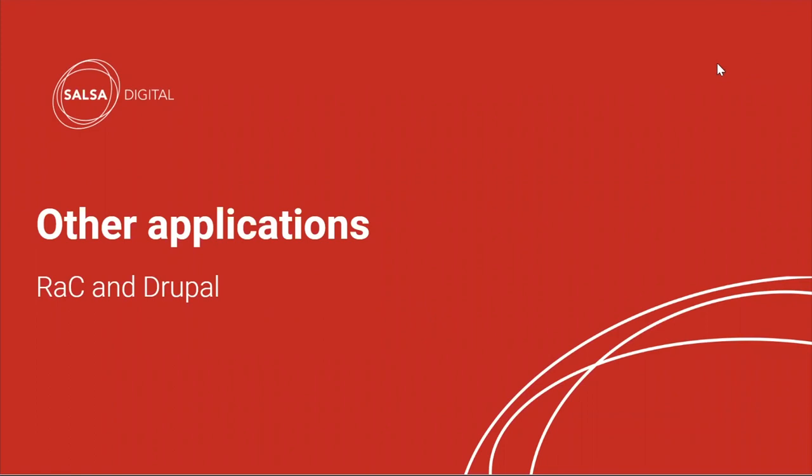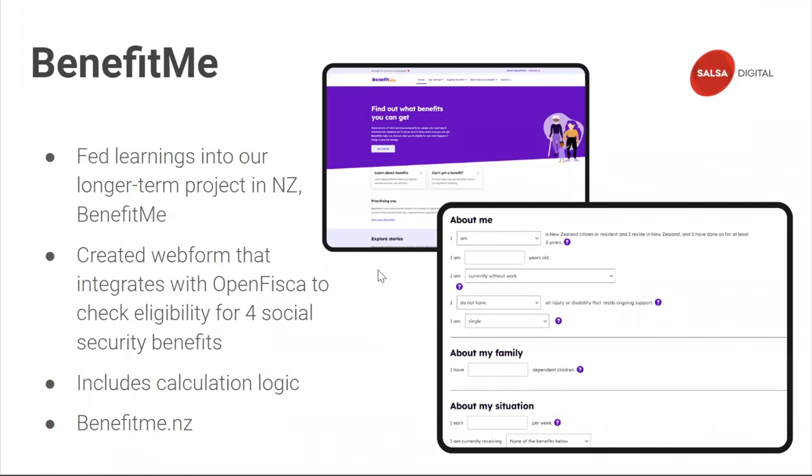Just going to finish off very briefly with other rules as code applications in Drupal that we've done recently. I mentioned at the start that we were working, before the GovCMS proof of concept came up, on codifying the New Zealand Social Security Act. That website is now live, the first alpha version, which codifies four of the Social Security benefits. It's called Benefit Me.